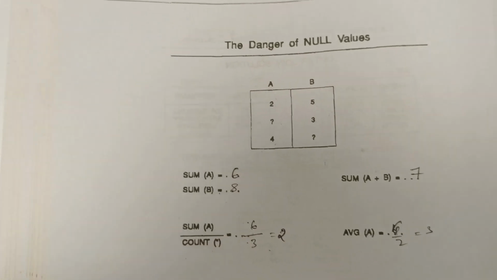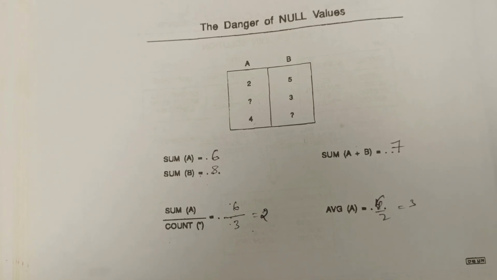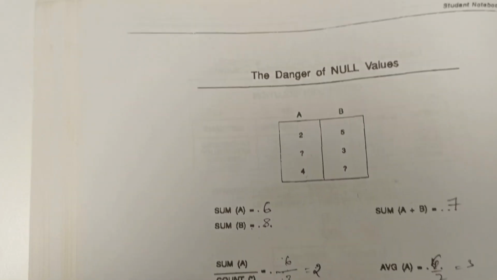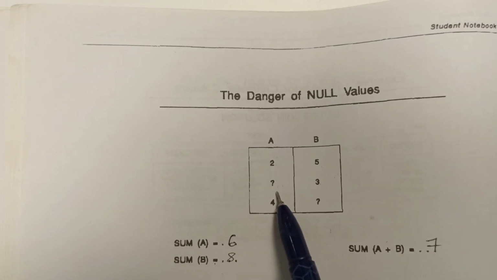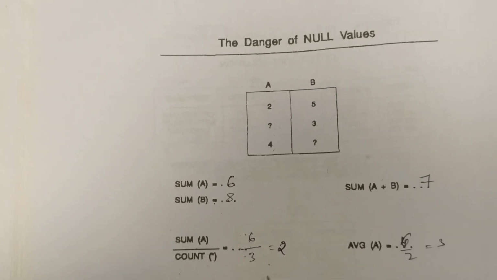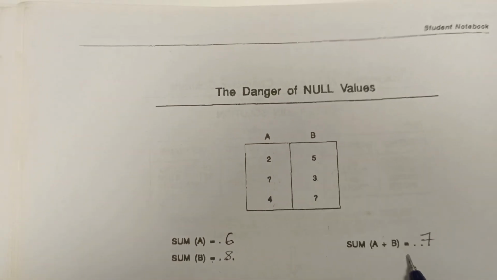I told you earlier that null values are considered only by the count function and not by the other column functions. Here count star means it will consider the whole, including null values. This question mark is nothing but a null value, and it is counting the null value here. So 6 divided by 3 means 2.